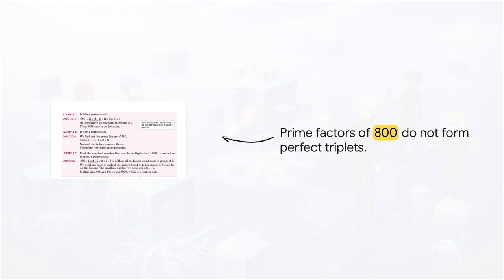But here's the cool part. Our magnifying glass tells us exactly how to fix it. To become a perfect cube, 800 desperately needs one more 2 and one more 5 to complete those triplets. Multiply 800 by 10 and you'd get 8,000, a perfect cube.